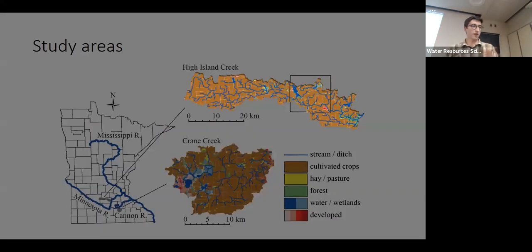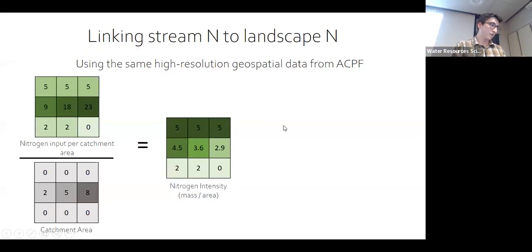So to look into that, I want to go back to Highland Creek, this time in the headwaters. The headwaters of Highland Creek are just dominated by cultivated cropland. There's also much more artificial drainage. So there's a lot of ditches, a lot of tile lines in this section. And unlike Crane Creek, there's not really this gradient of the proportion of cultivated land use in this section of the stream. So we decided to look at this other metric, the nitrogen intensity.